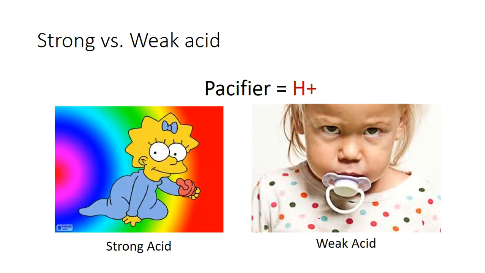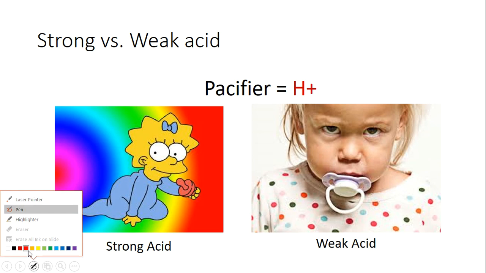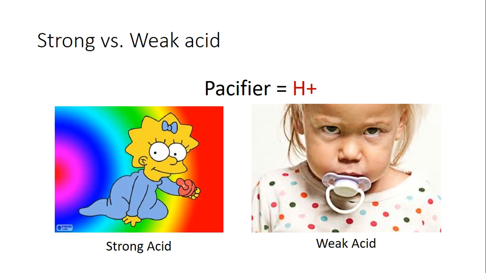Weak acids and strong acids, as we discussed. The weak acids have sort of this pacifier that Maggie's holding. If that were the H plus, strong acids would hand it to you happily, make sure you have it. Weak acids, on the other hand, while they have an H plus, like acetic acid has an H plus, doesn't give it to you as easily.